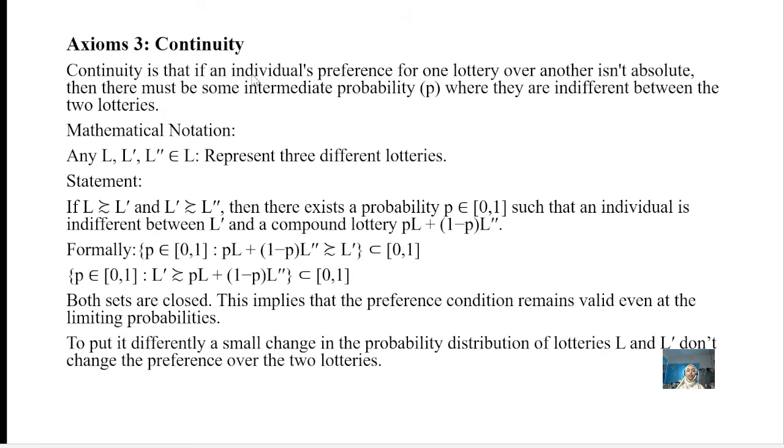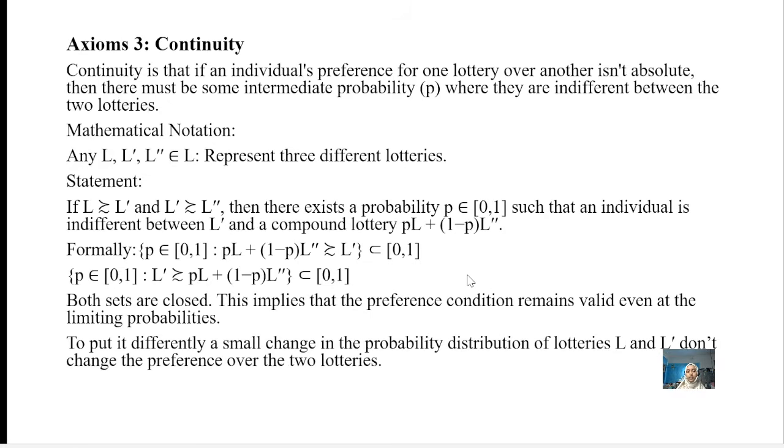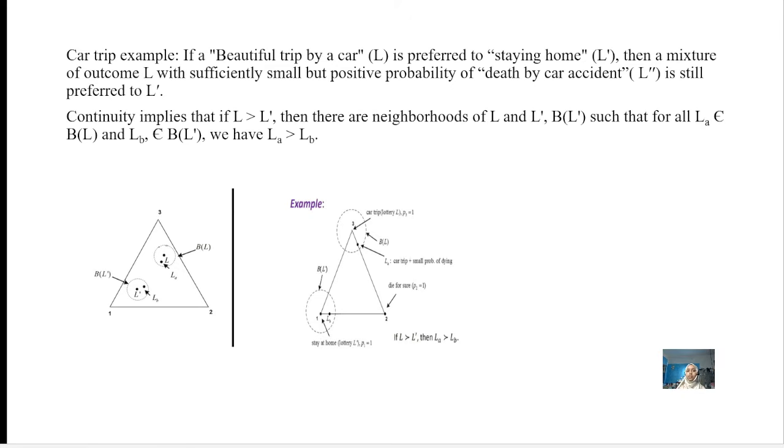And then continuity: if an individual's preference for one lottery over another is not absolute, then there must be some intermediate probability p where they are indifferent between the two lotteries. Here we can see the mathematical notation of continuity, and then an example of continuity, a car trip. If a beautiful car trip is preferred to staying home, then a mix of outcome L with a sufficiently small but positive probability of death by a car is still preferred to L prime.